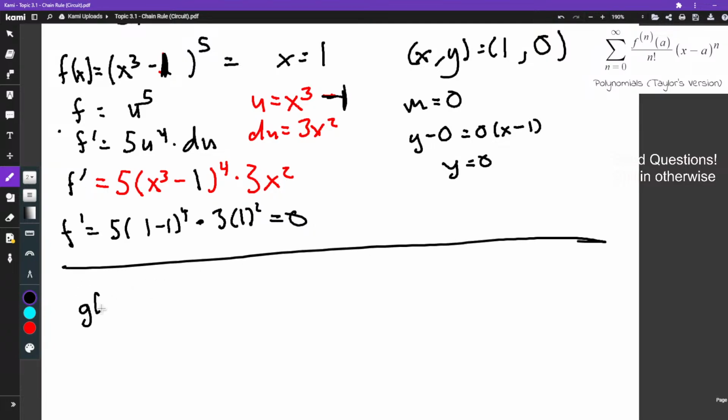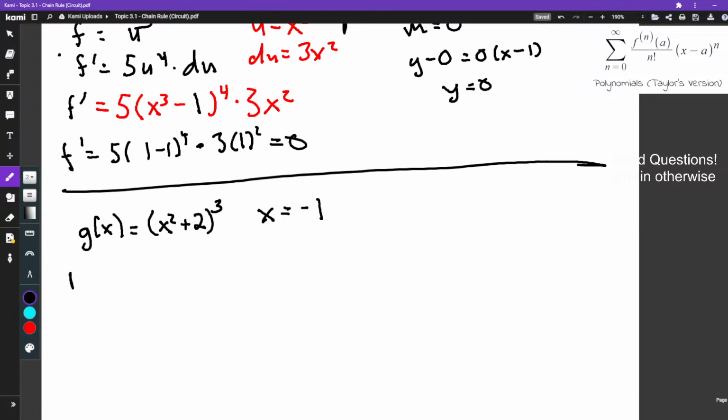Let's do g of x is equal to x squared plus 2, brought to the third power, at x is equal to -1. Okay, there you go. I need a point, and I need a slope. My point is x, comma y, so I get -1. I plug in -1 here, -1 squared is +1. 1 plus 2 is 3. 3 cubed is 27.